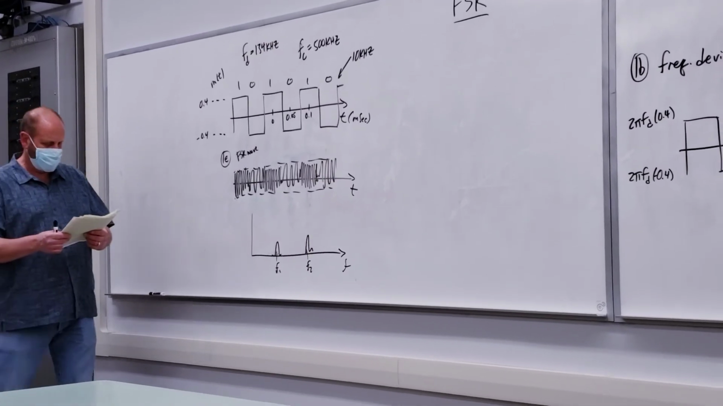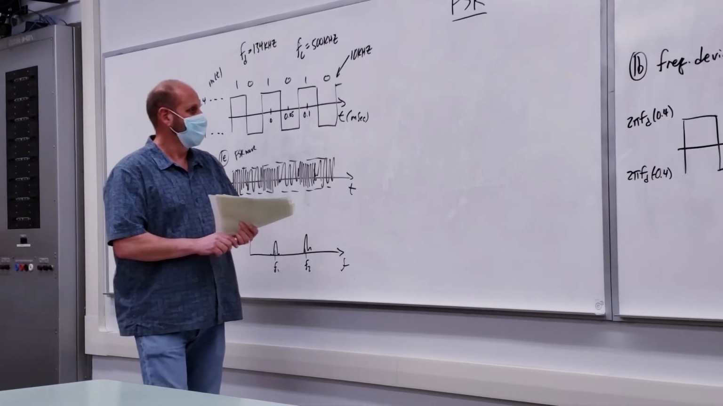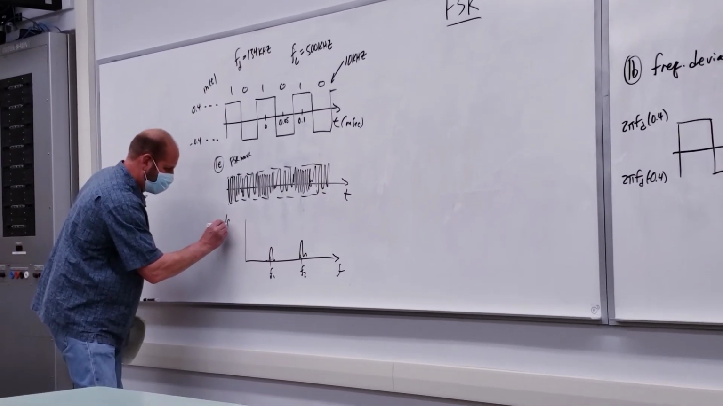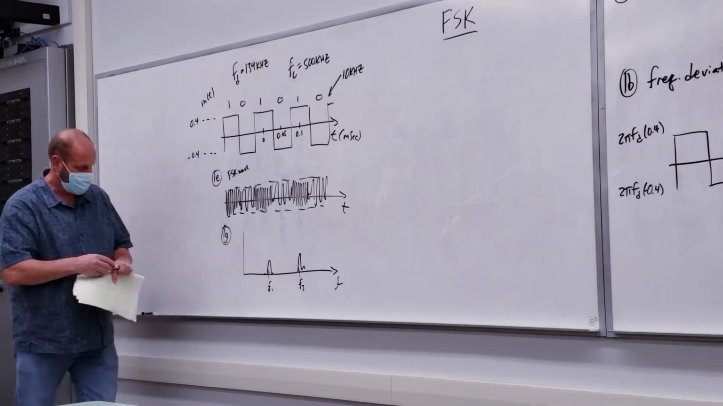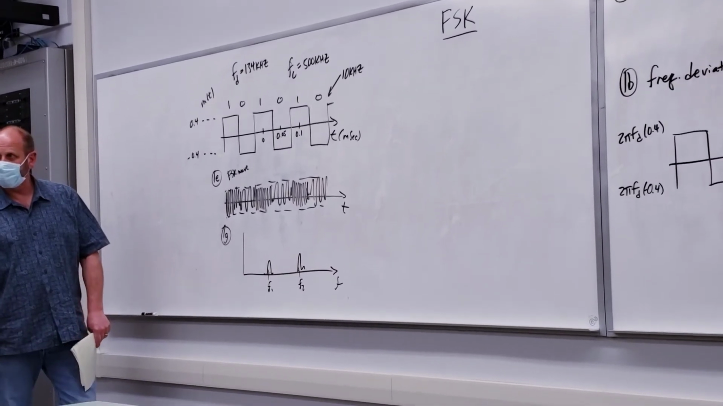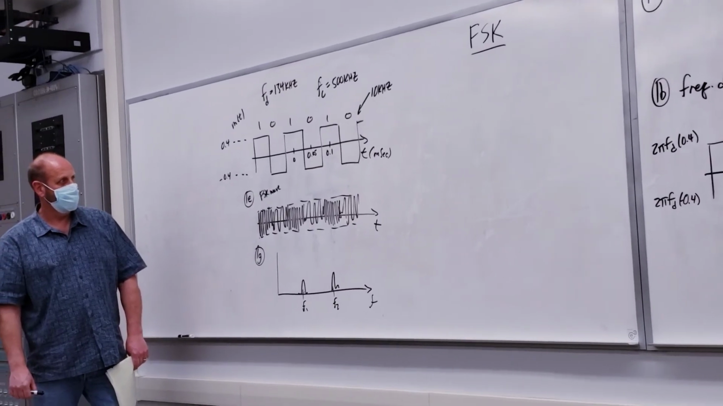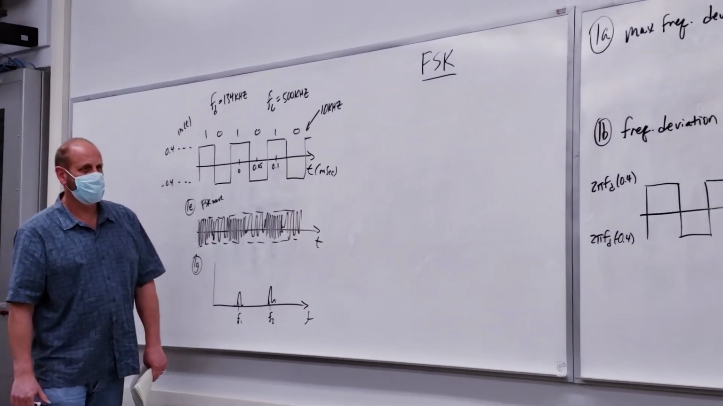And then the last one, part 1G. Here's part 1G right here. Sketch the FSK spectrum. Just label properly. So you should be able to do the pre-lab.